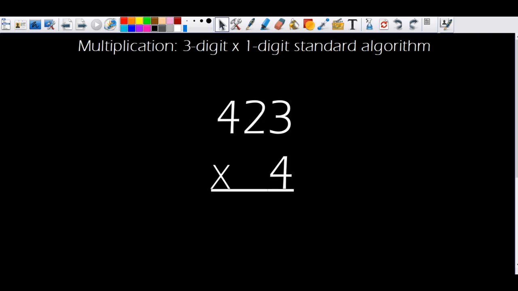Certainly looks like the way I learned it back in 1976 when Mrs. Pitts was teaching us how to do multiplication at Latham Elementary School in Winston-Salem.